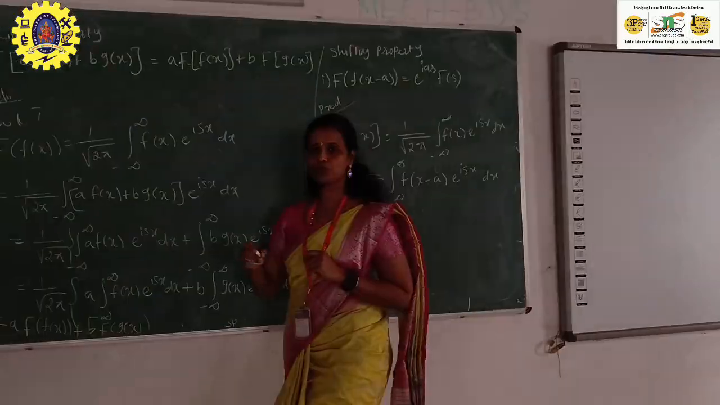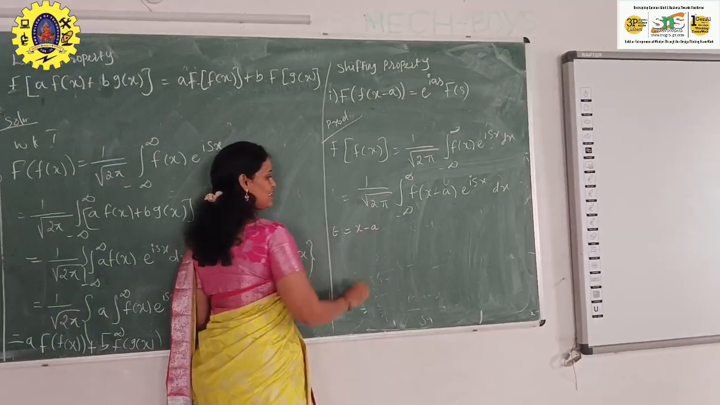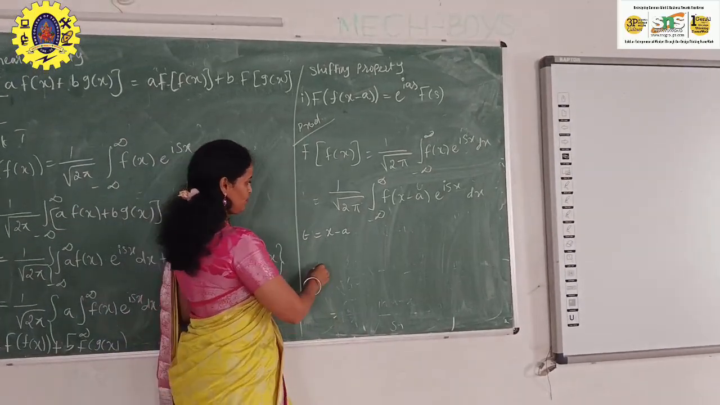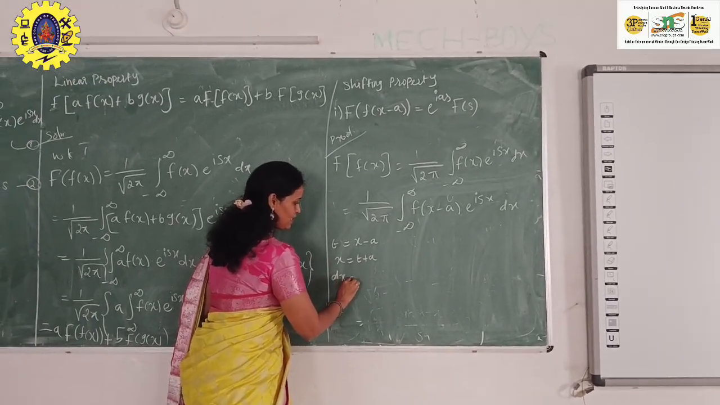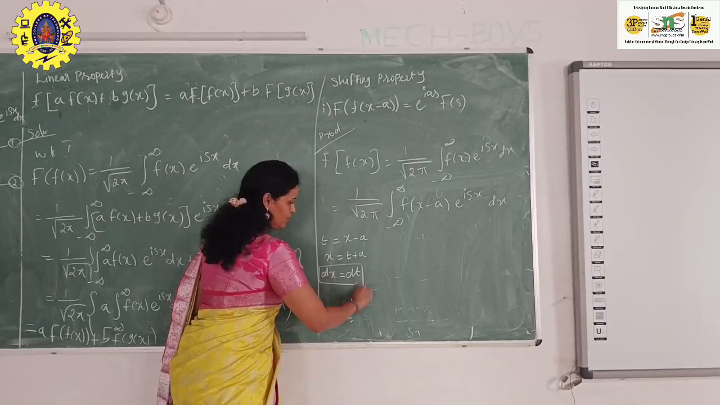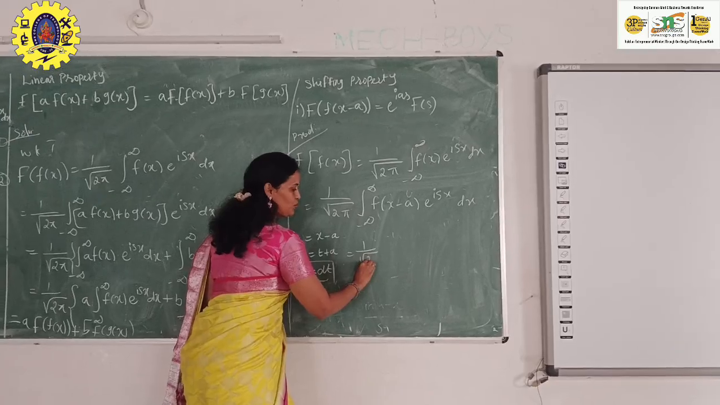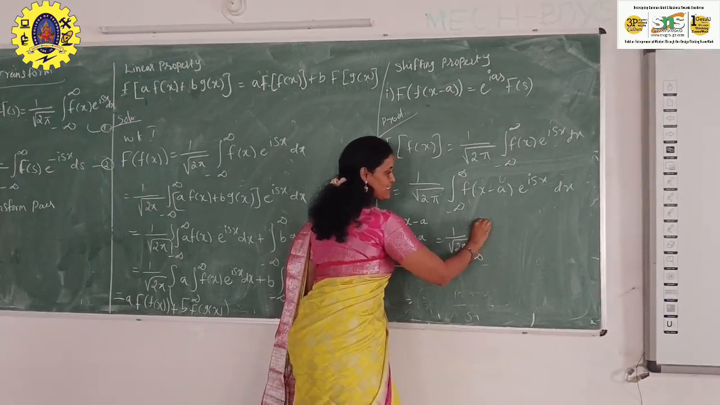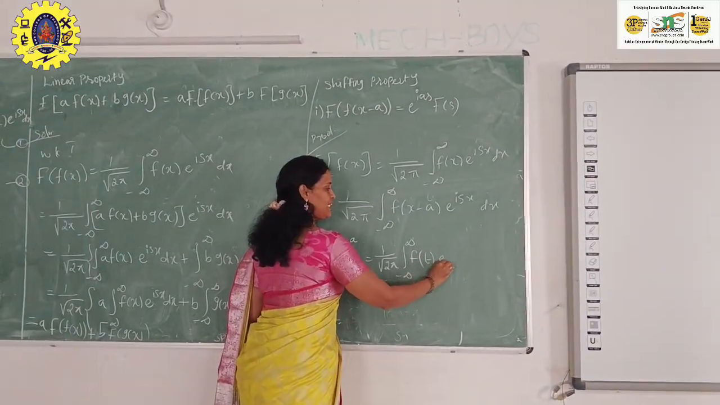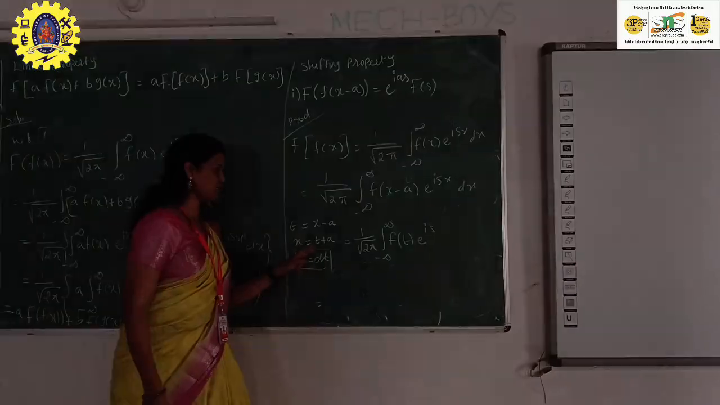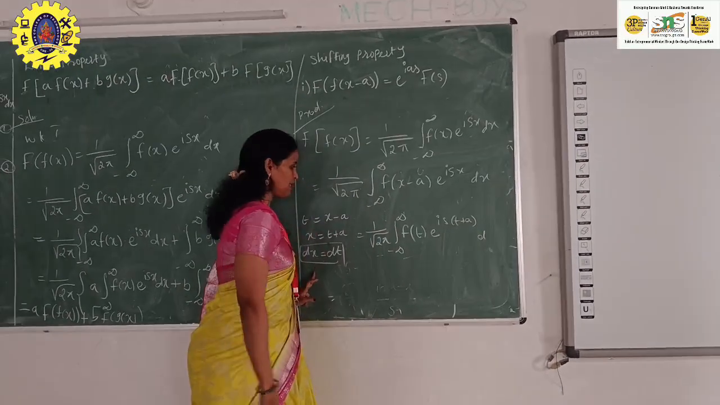Here we are going to use the substitution method. Let t = x − a. From this, x = t + a, and dx = dt. Substituting these values in the integration, we get 1/√(2π) ∫ from −∞ to +∞ of f(t) e^(is(t+a)) dt, since f(x − a) is nothing but f(t), and instead of x we substitute t + a, with dx equal to dt.